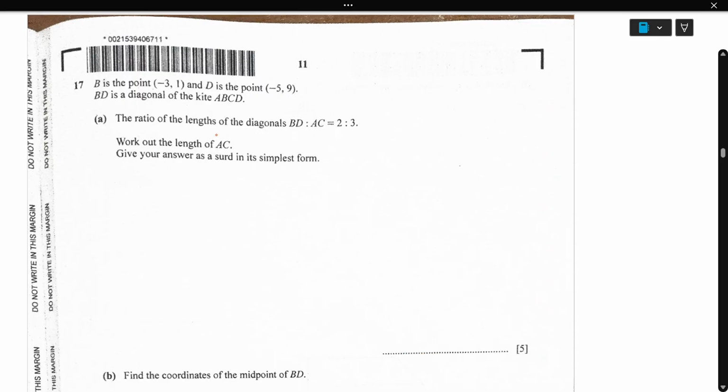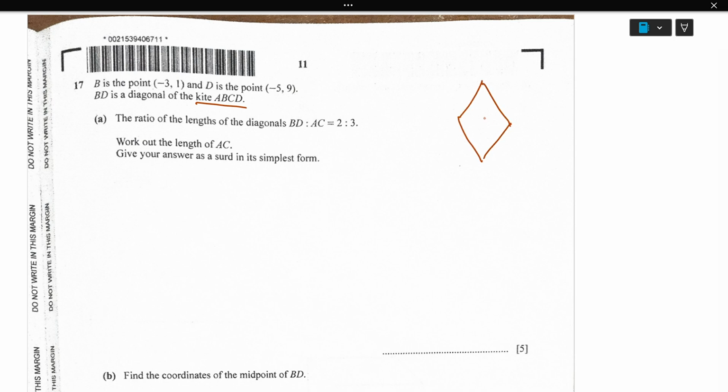Next, question number 17. B is the point (-3, 1) and D is the point (-5, 9). BD is the diagonal of a kite. So a kite will draw like this. So this kite, which is ABCD, I'll draw the diagonals here. B and D are given, which are (-3, 1) and (-5, 9).